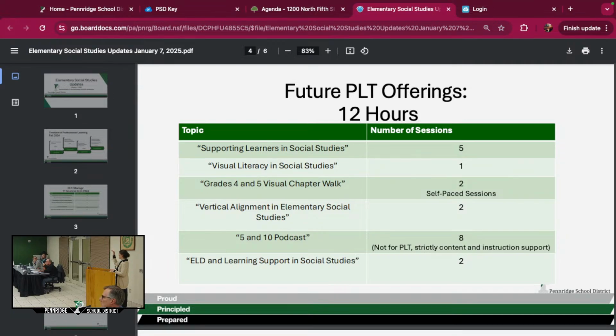You can jump to a specific lesson. There are 2 of those so far, and based on feedback, we're going to see if we get the feedback, then he'll do more. But so far, he just did grades 4 and 5. And again, we have 8 more hours, 8 more episodes of his 5 and 10 podcast as well. And then we have 2 more sessions of ELD and learning support in social studies.